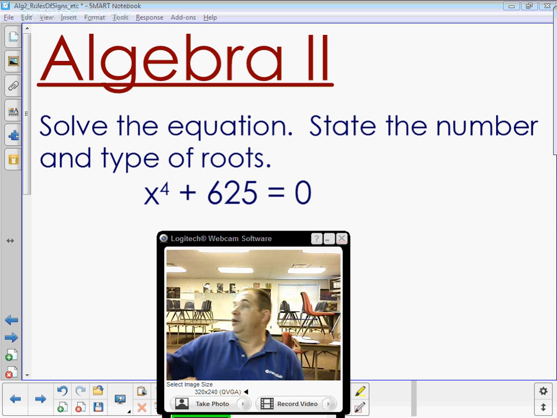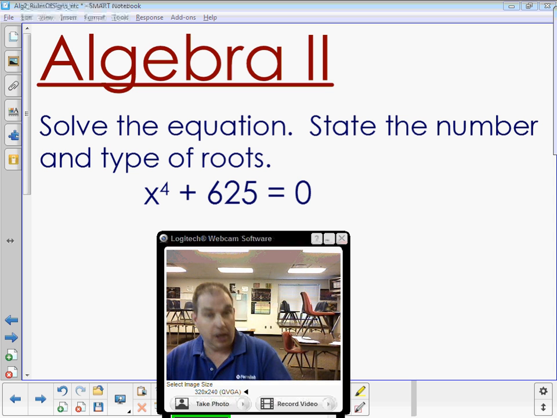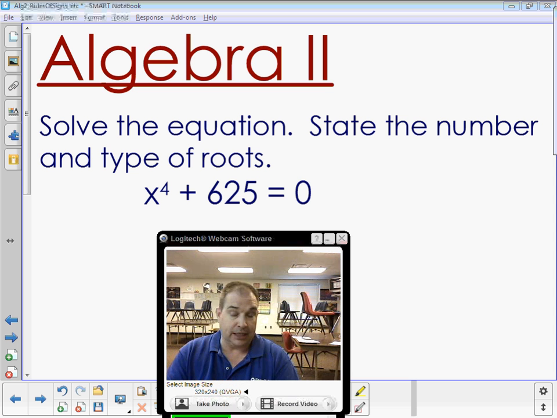So here I have an equation I'd like you to solve. Solve the equation and state the number of types of roots that we have here. So we have x to the fourth plus 625 equals 0. We want to solve that for x. We've done that with quadratics, and this might be something along those lines.